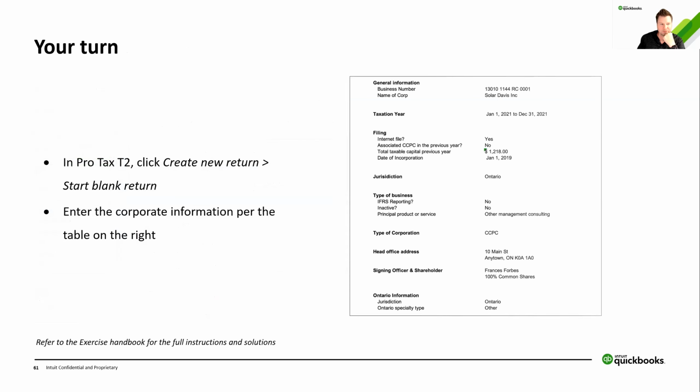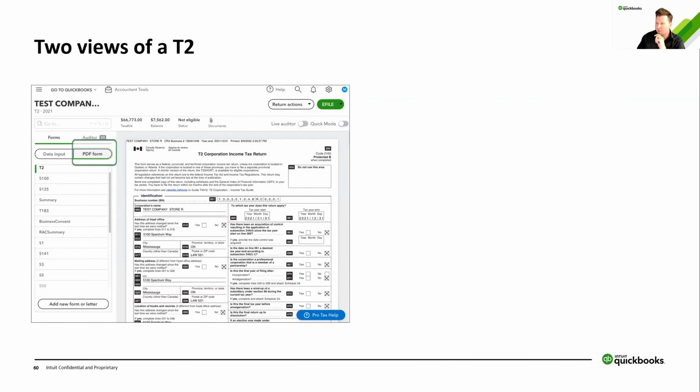Oops, jumped ahead. This is the PDF form. So for those of you that are familiar with what a T2, a corporate tax return, looks like, this will give you the visual view of what your tax return will look like once it's been completed, or as you're going along and working on it and you want to take a view of it, you can do that at any time by clicking the PDF form.